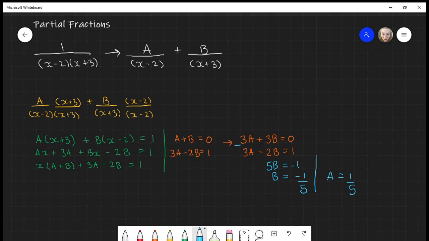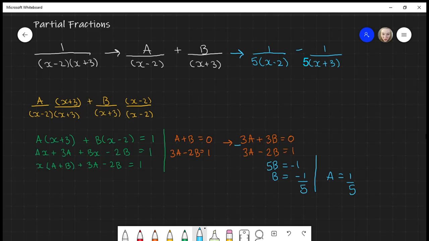Now we know the values of a and b, we can sub them into this expression here, and this will be our partial fraction. So a is 1 over 5, and b is minus 1 over 5. And that is our partial fraction.